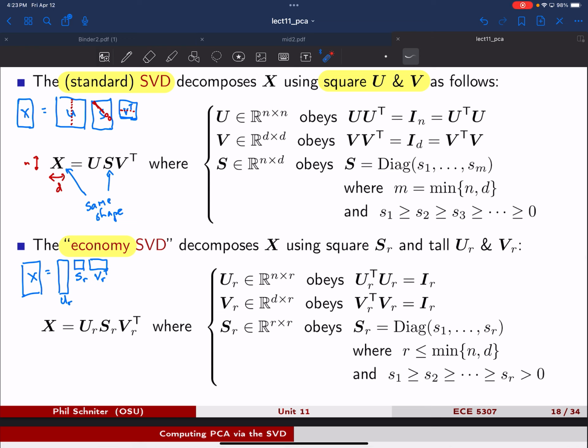So the key thing to remember here is that this S sub R is square, no matter what. Whereas here this matched the size of this, now this is square. And in fact, its rank is going to be the same rank as X. This is because this S has no 0 values. It has only positive entries.